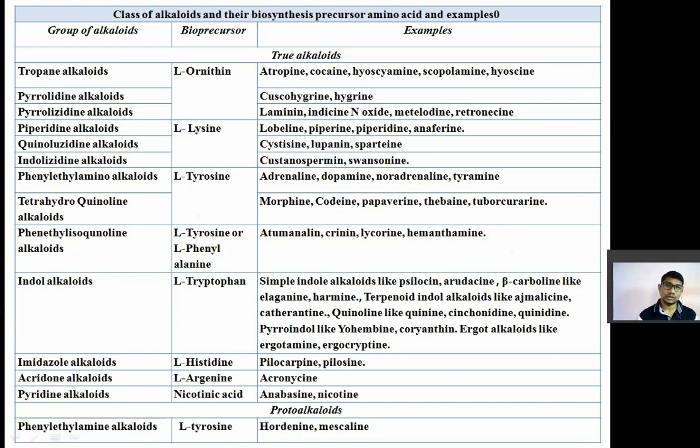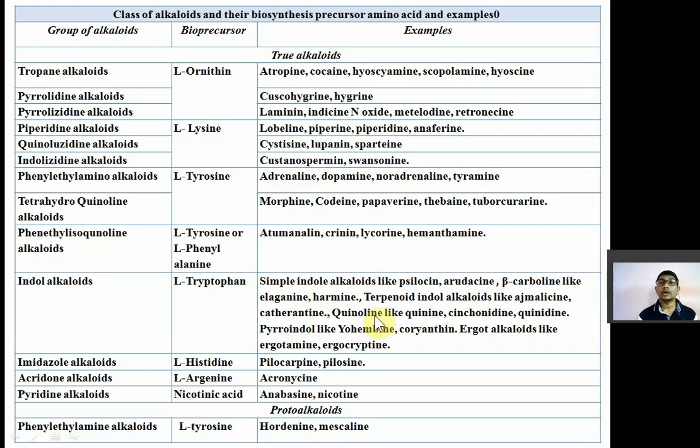Indole alkaloids. So these alkaloids will have an indole ring in their structure. They are biosynthesized from the amino acid L-tryptophan. So remember, indole alkaloids are biosynthesized from tryptophan. They may be of different types, like simple indole alkaloids like psilocin, then beta-carboline indole alkaloids like harmine, then terpenoid indole alkaloids like vinblastine and catharanthine, which are found in the anti-cancer vinca plant.